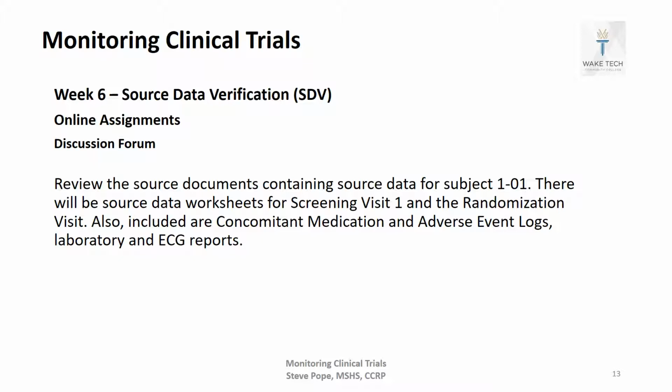So in your assignment for this week, you're going to review the source documents containing source data for a subject that's in our trial, subject 1-01. So there will be source data worksheets for the screening visit 1 and also for the randomization visit. And there'll also be included a concomitant medication log and also an adverse event log. You'll also have a laboratory report and an ECG report for this subject.